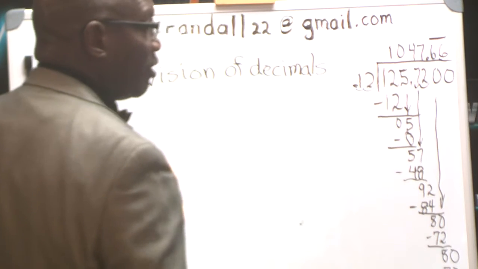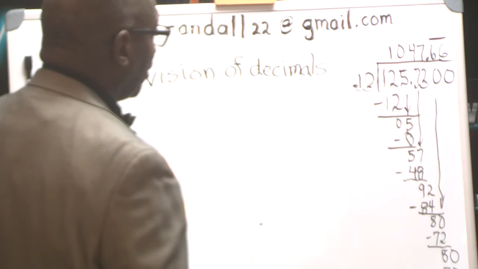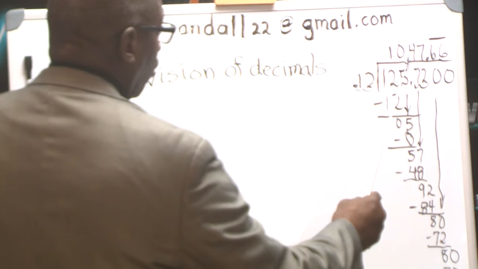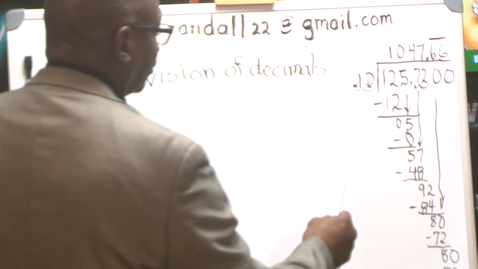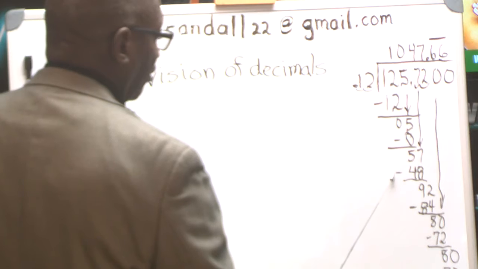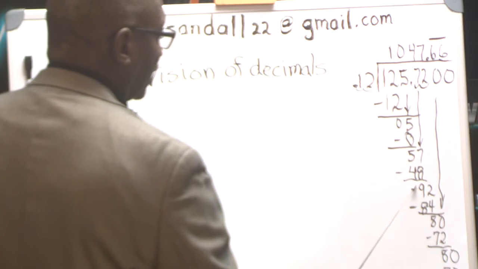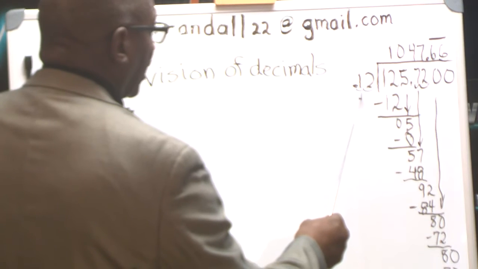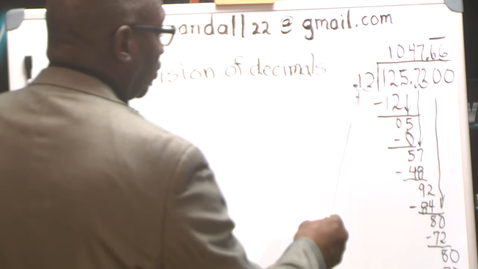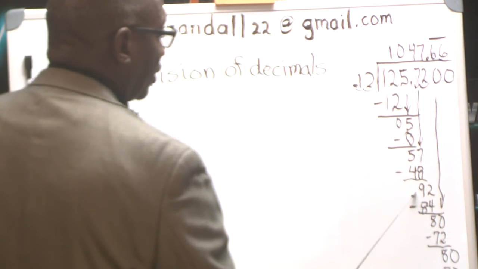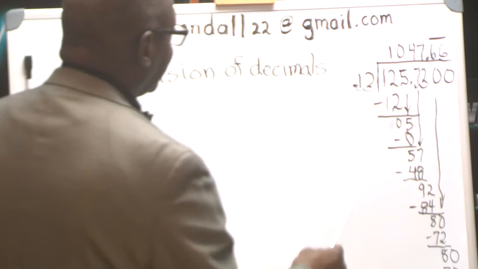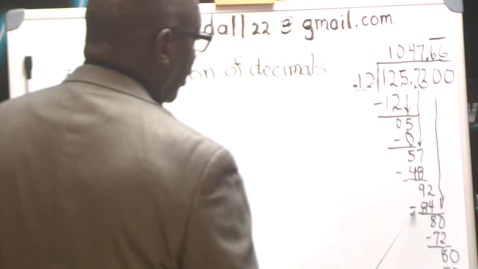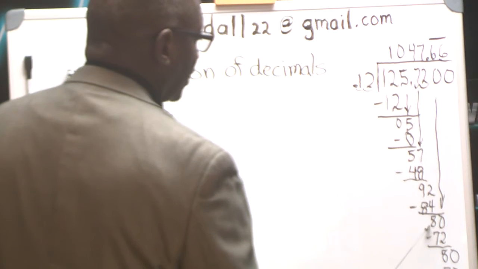You got 57 and you ask, how many 12s can you get out of 57 without going over? And in this case, 4. 4 times 12 is 48. Subtract 48 from 57. You get 9. You bring down your 2. Right back again. How many 12s can you get out of 92 without going over? 7. 7 times 12 is 84. Subtract 84 from 92, you get 8.